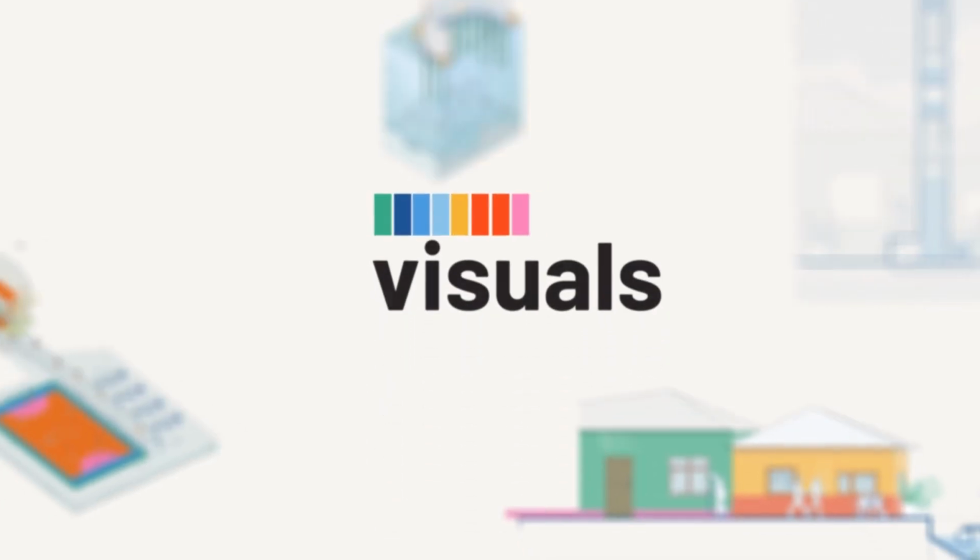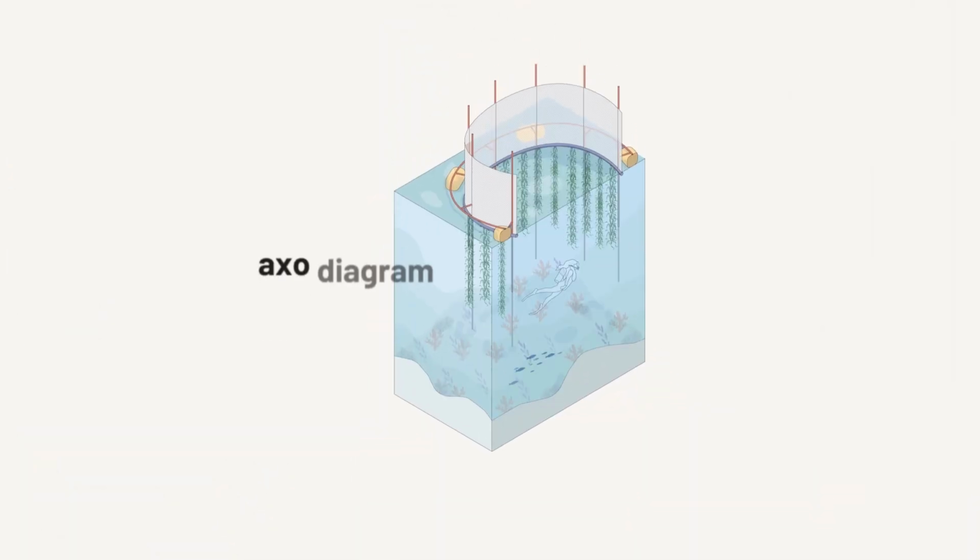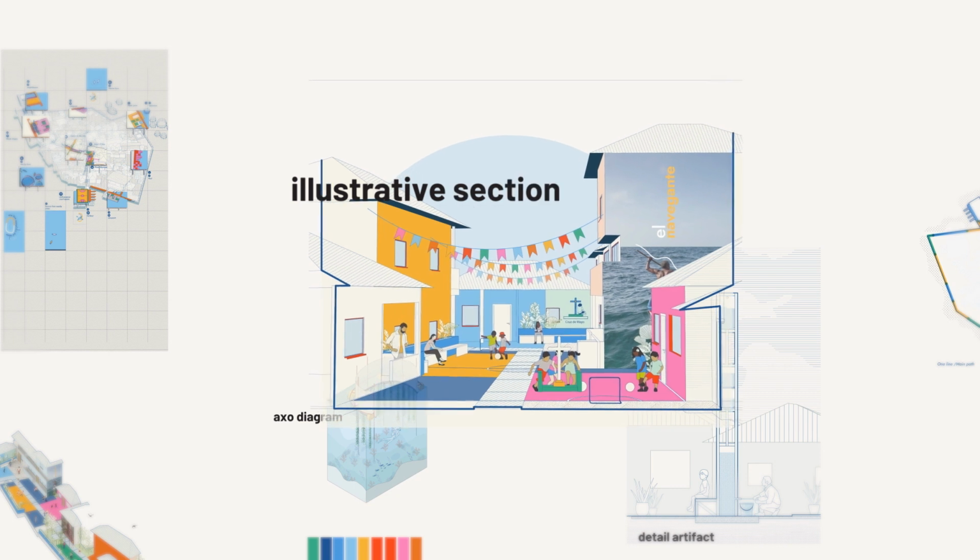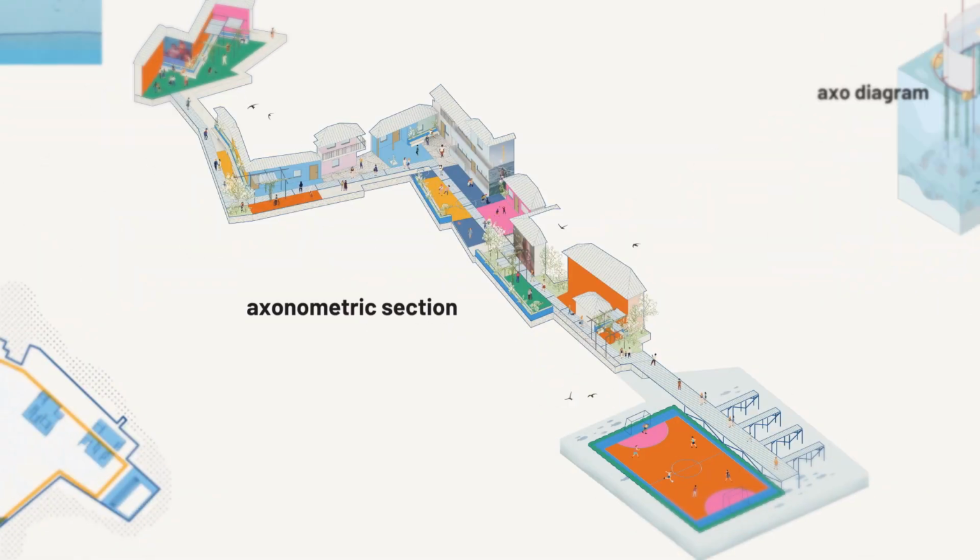As soon as they have their visual identity, they use this to create the visuals for the entire project, from sections to plans, axonometrics, and illustrations. This way, their drawings all look like they're from the same family.